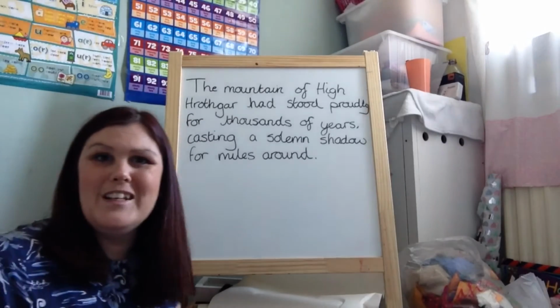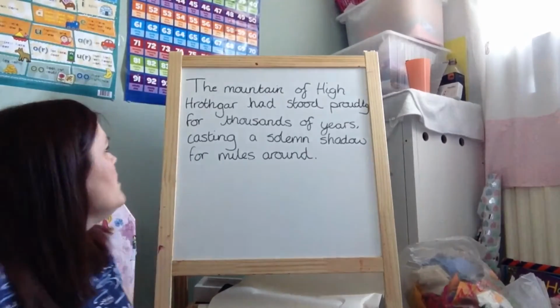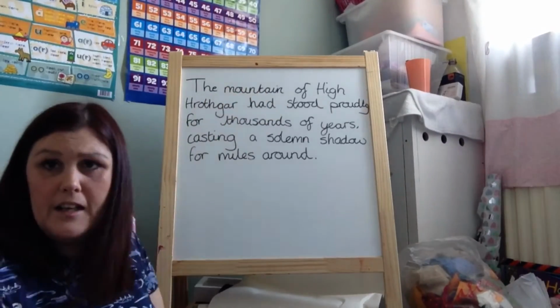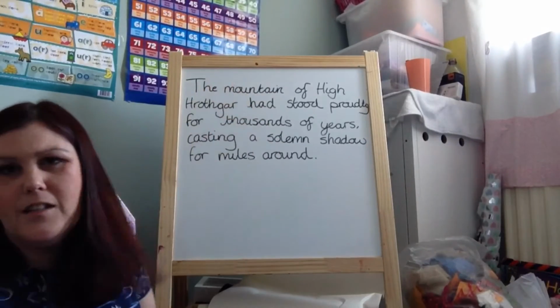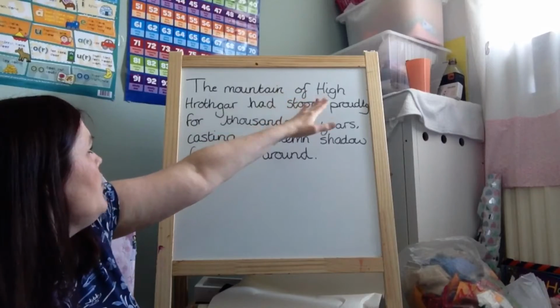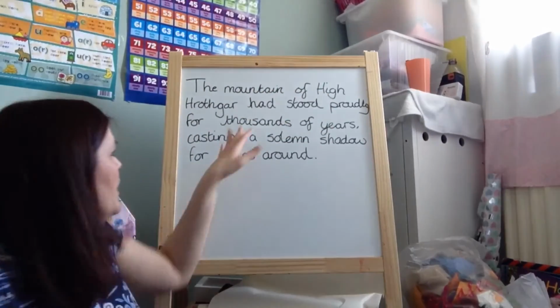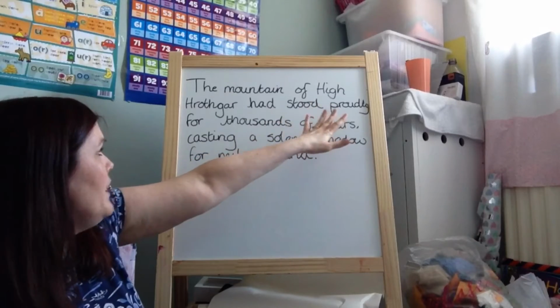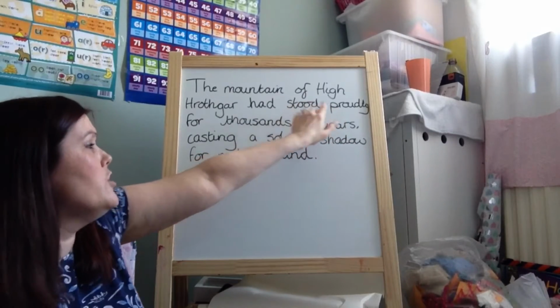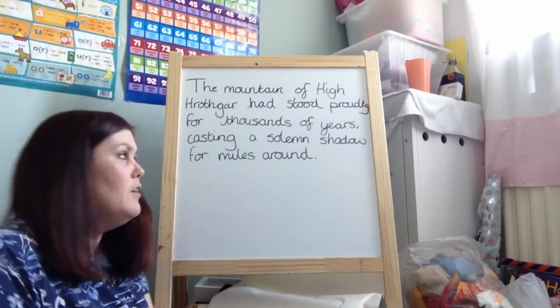Now we're looking for the noun because the adjective is the word that describes the noun. So the mountain is a noun. We haven't got any adjectives next to that word mountain. The mountain of High Hrothgar, High Hrothgar is the name of the mountain, had stood proudly. So we've got a verb, stood, and we've got an adverb, proudly. We'll be looking at adverbs in more detail tomorrow.